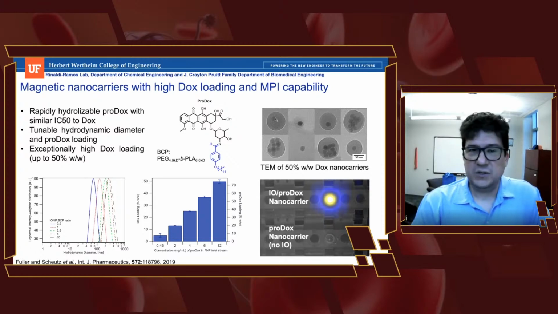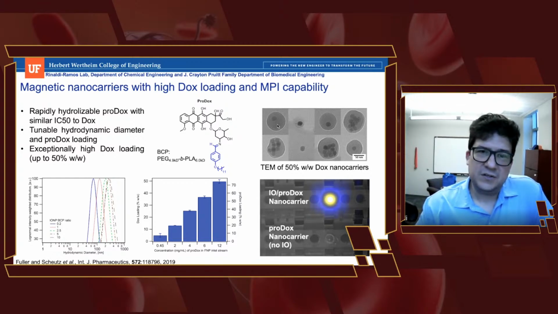And here the TEM image is showing that this gray sphere is the precipitated doxorubicin, and the darker spheres inside are the iron oxide particles within. And those carriers are now MPI capable. And so we're interested in using these for image-guided drug delivery.